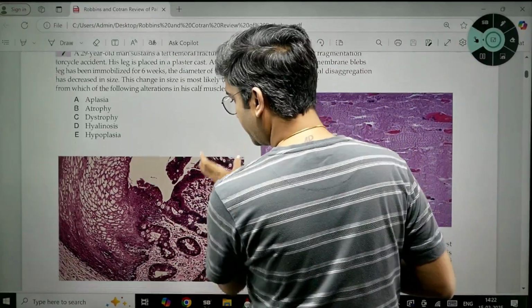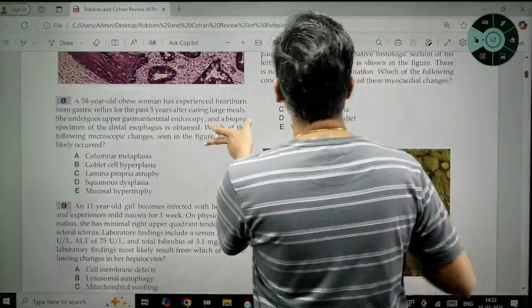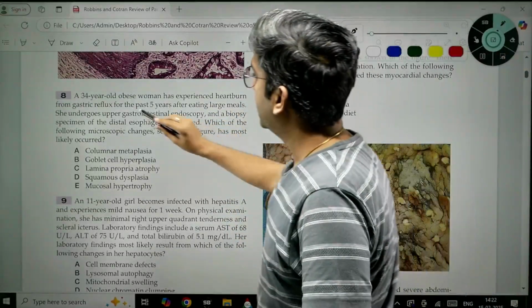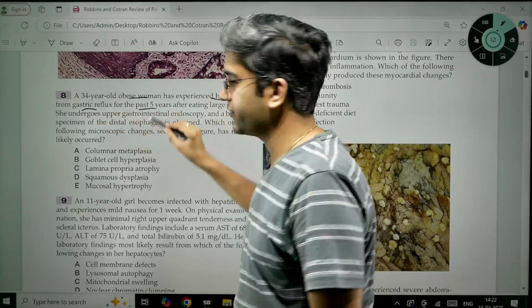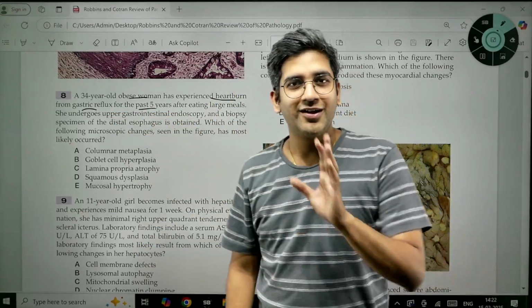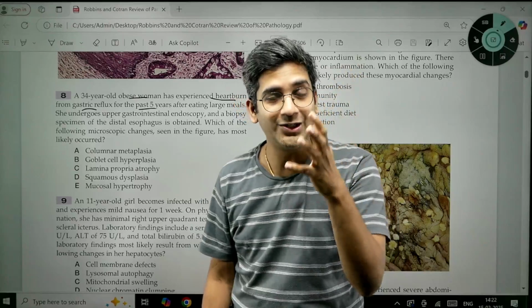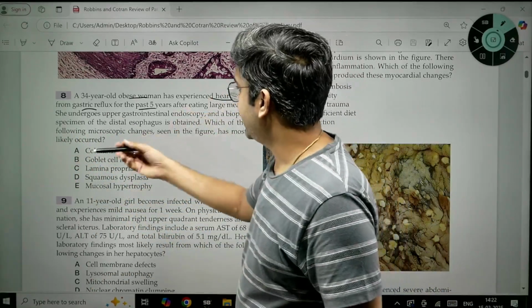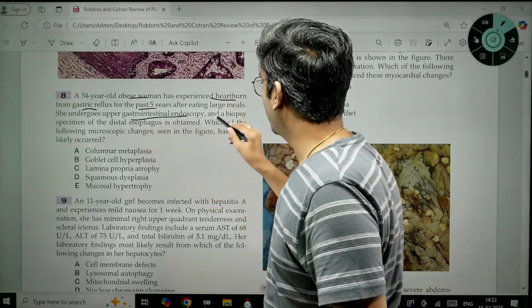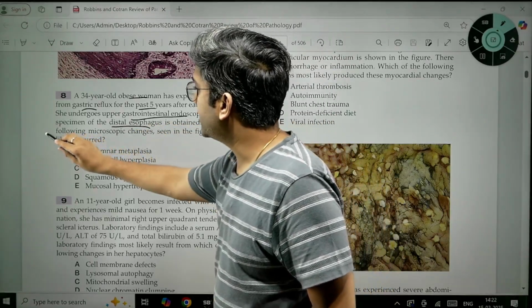Let's go to the next question. We have a beautiful image here, right? Let's look into it. A 34-year-old obese woman experienced heartburn from gastric reflux for the past 5 years. You know what I'm going to talk about: reflux, GERD, esophagus, Barrett's esophagus. That's what I'm linked to. Let's see, it might be right, it might be wrong, right? After an extremely large meal, she underwent an upper gastrointestinal endoscopy. A biopsy of the distal esophagus was obtained. Which of the following microscopic changes is likely to occur?